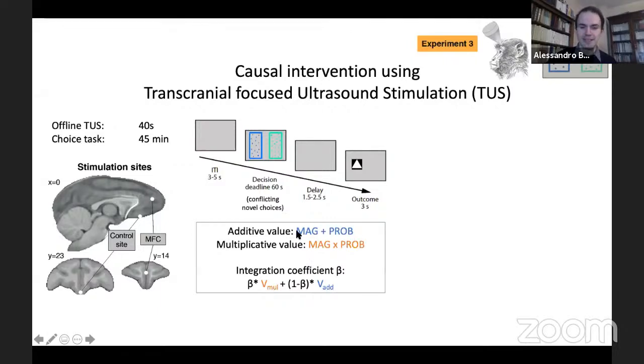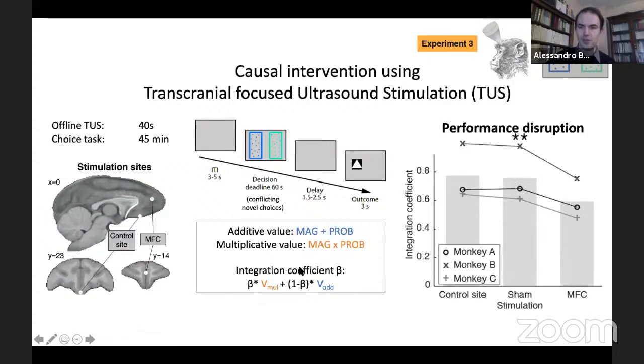However, you can take an easier way, a heuristic, and you just sum the magnitude and the probability. So this is what you do if you are unable to integrate the two properly. And we compared how much they follow one strategy and the other, and we noticed that when you stimulate this more anterior and central part of the PFC, you have a specific decrease in the amount of optimal choices made by the monkeys. In this case, we have only 3 subjects after stimulation.